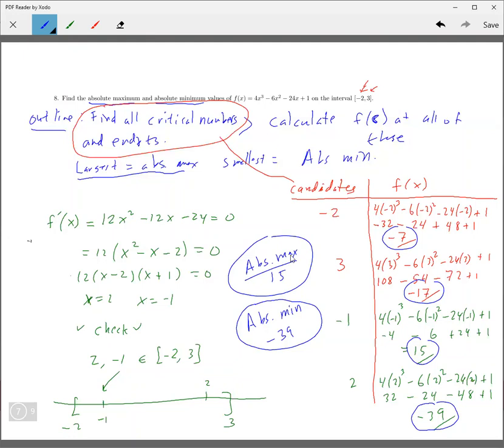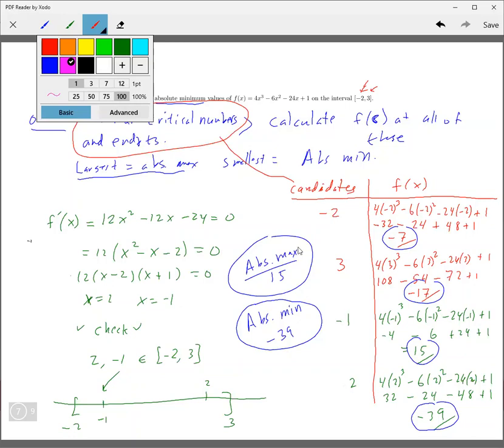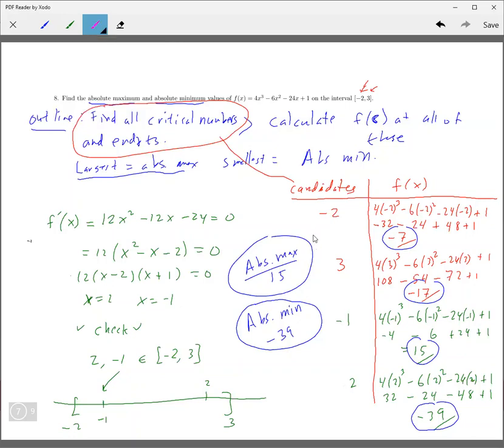Now there's also the question of where they happen, and in this case, the absolute maximum happens when x is negative 1. The absolute minimum happens when x is 2. Some textbooks will say that the absolute maximum is the point negative 1, 15. That could be another possibility for some textbooks. And the absolute minimum would be the point 2 comma negative 39. But for this book, it's just the y value.